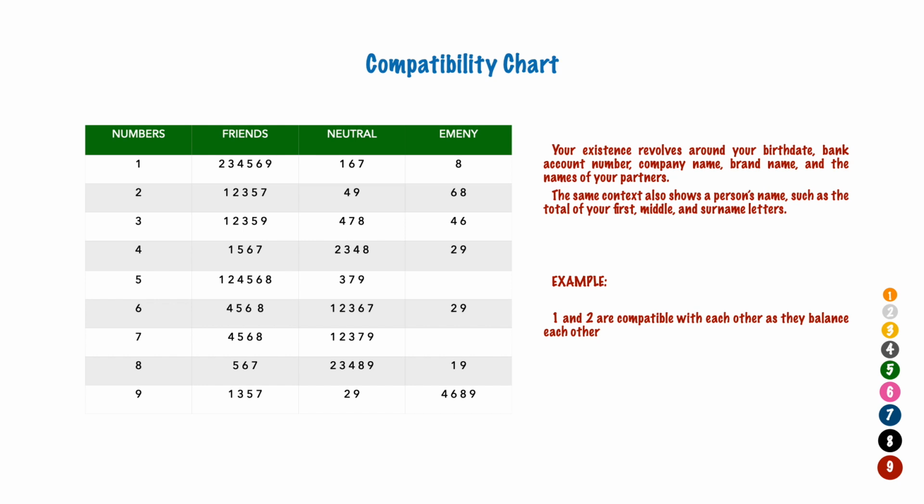Number 8. Number 8 friends are 5, 6, 7. They are neutral with 2, 3, 4, 8 and 9. And they are enemies with 1 and 9. However, number 8 could be inimical with number 4 based on the situation and further analysis as well. Number 9. Number 9 has friends 1, 3, 5 and 7. They are neutral to 2 and 9. They are incompatible. Number 9 is incompatible with 4, 6, 8 and 9.